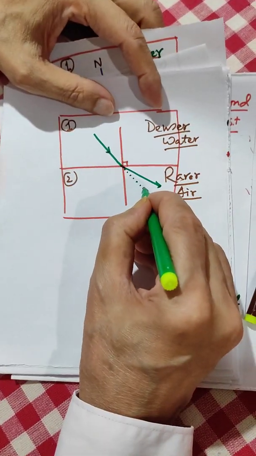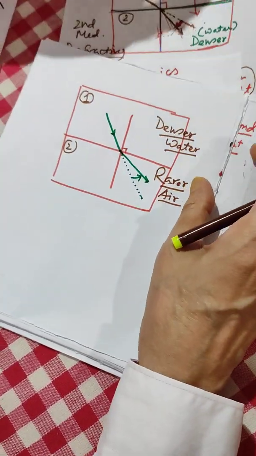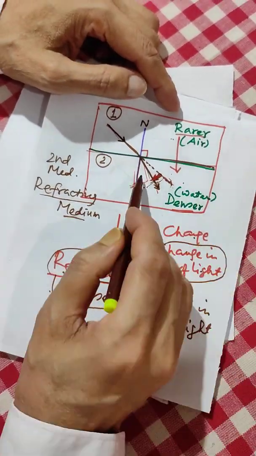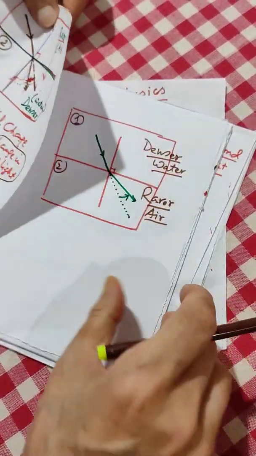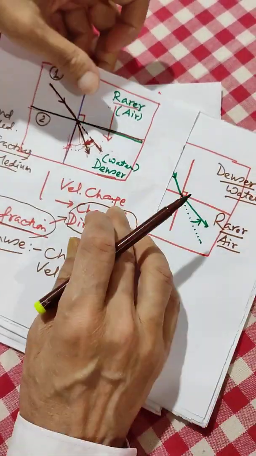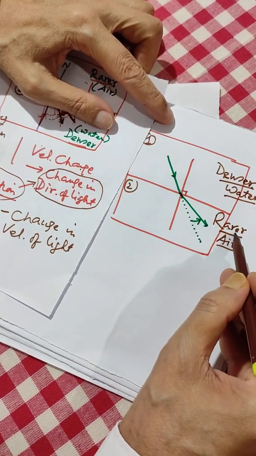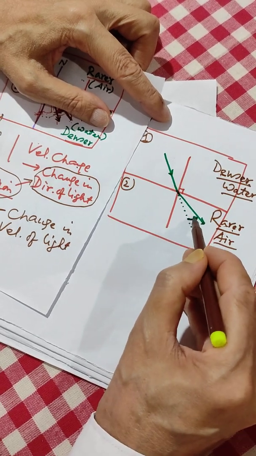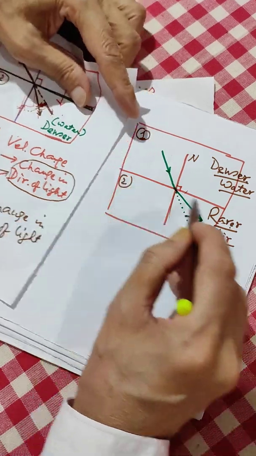So you see, now it is bending away from normal. Okay. Now again, so compare. In this case, rarer to denser. So this light is bending towards normal. This was the original direction. And now in this diagram, you see, light is moving from denser to rarer medium. And so it is moving away from the original direction. That means bending is away from normal. This is the normal. This is a perpendicular to the interface.